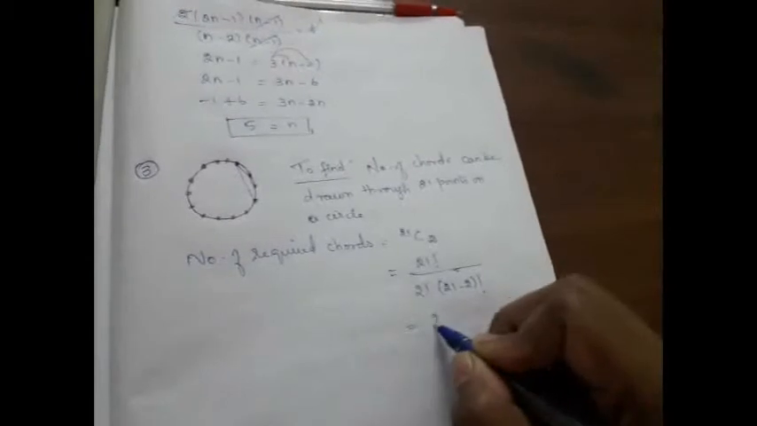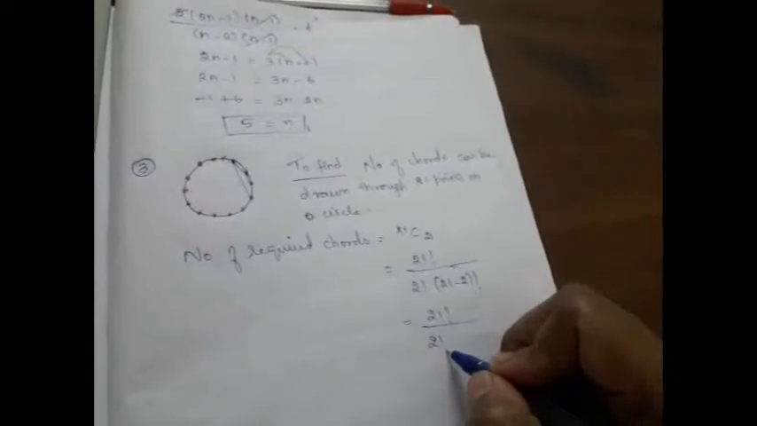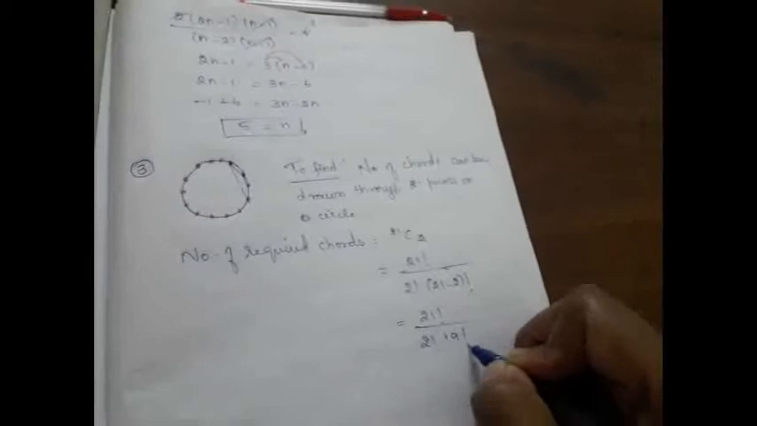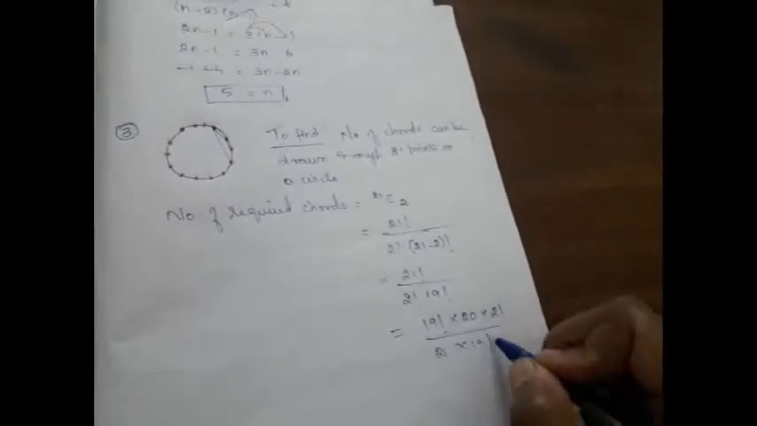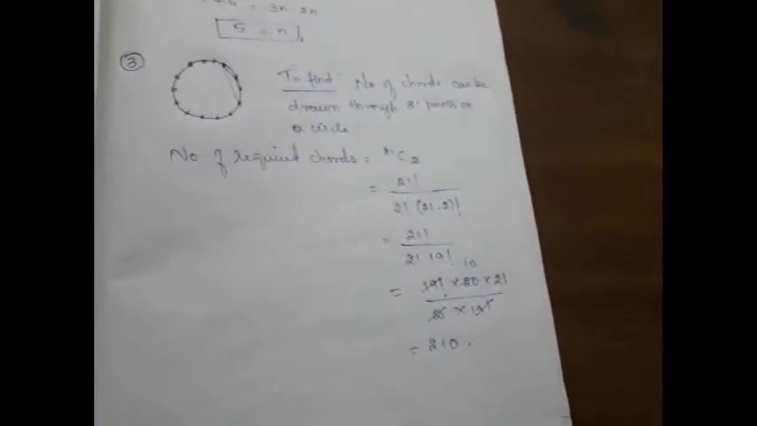So which is equal to 21 factorial divided by 2 factorial into... 21 minus 2 is how much? 19 factorial, right? And 21 factorial can be written as 19 factorial into 20 into 21, divided by 2 factorial, which is 2 into 1, into 19 factorial. These two will get cancelled, 2 tens are 20... so the answer is 210. Therefore, 210 chords can be drawn on a circle having 21 points.